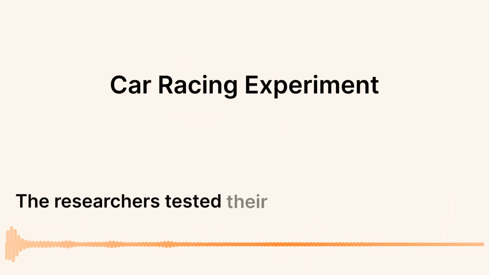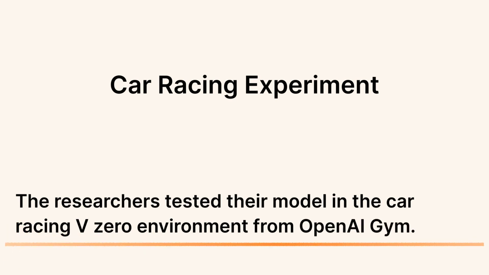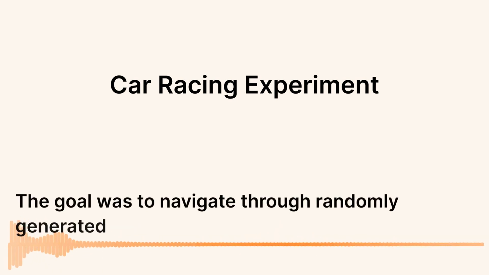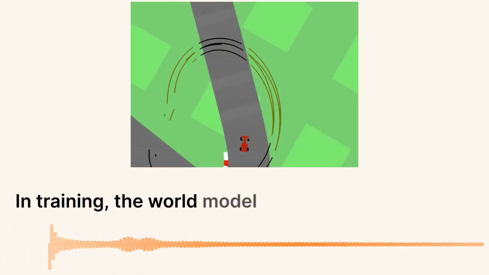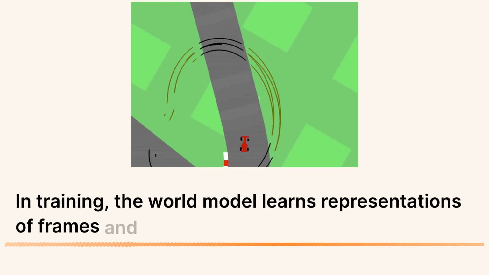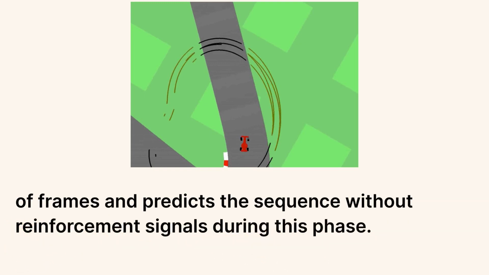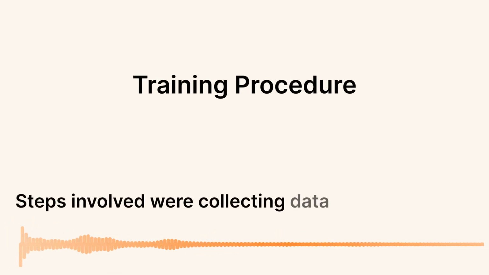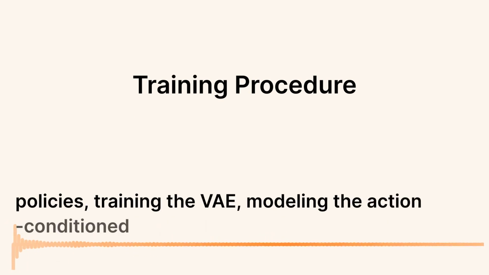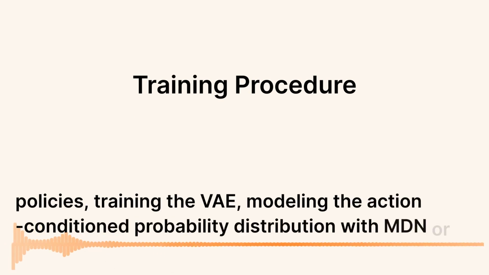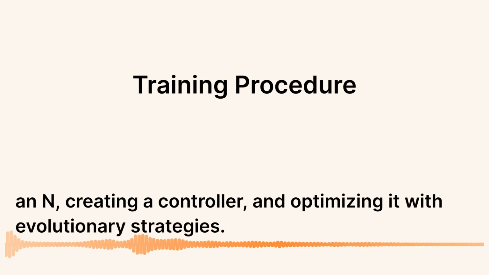The researchers tested their model in the CarRacing-v0 environment from OpenAI Gym. The goal was to navigate through randomly generated tracks and achieve high scores. In training, the world model learns representations of frames and predicts the sequence, without reinforcement signals during this phase. Steps involved were collecting data from random policies, training the VAE, modeling the action-conditioned probability distribution with MDN-RNN, creating a controller, and optimizing it with evolutionary strategies.